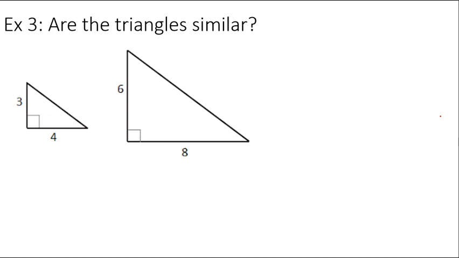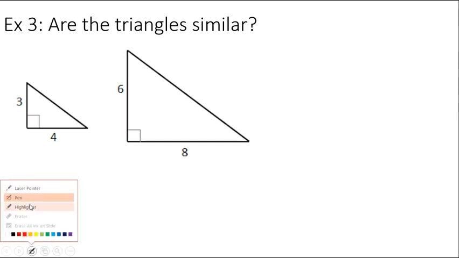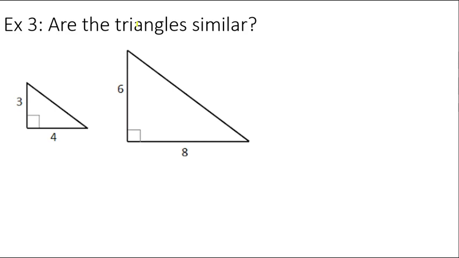Okay, example 3. I'm saying, are the triangles similar? So what we have to do here is figure out, do they have the same ratio? So again, what we do first is we start off by looking at what sides correspond with each other. So I know that side, this one, corresponds to this side. And then I know that the side that's 4, it corresponds to the 8 over here.